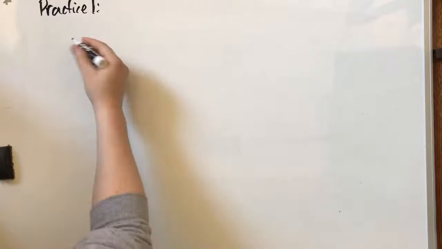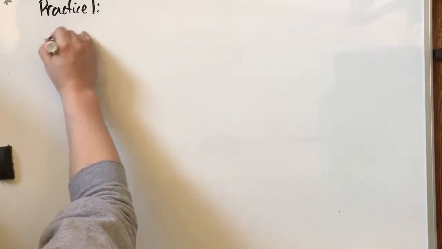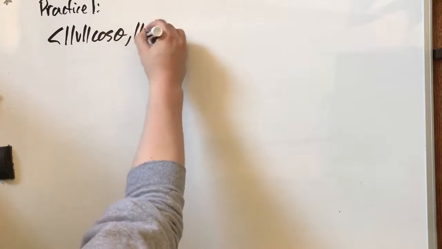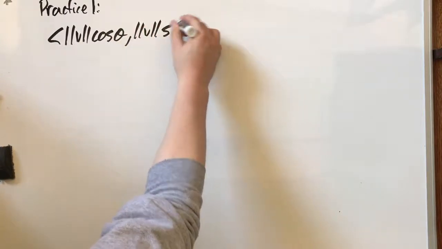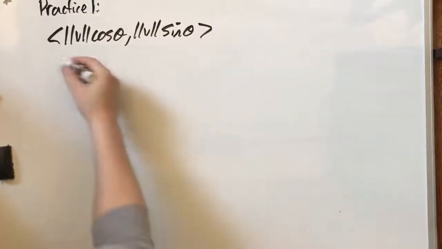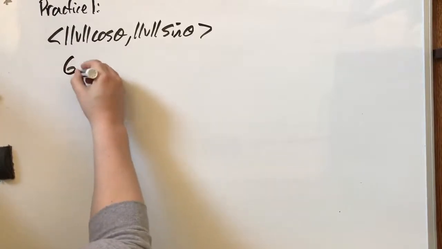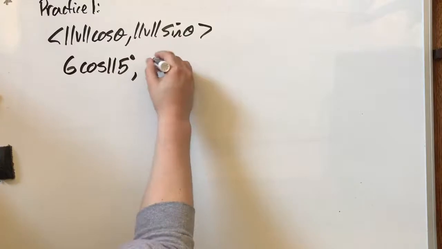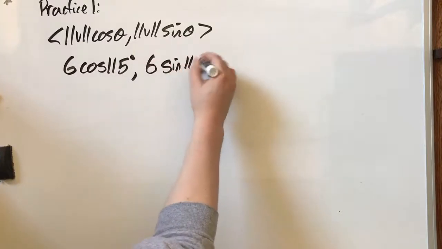For practice 1, we're going to find the components of the vector with a direction angle of 115 and a magnitude of 6. So using what we just figured out, which is that any vector can be written as its magnitude cosine theta, magnitude sine theta, we can just use that information. So we have the magnitude is 6 and the direction angle is 115. So I can just rewrite this.